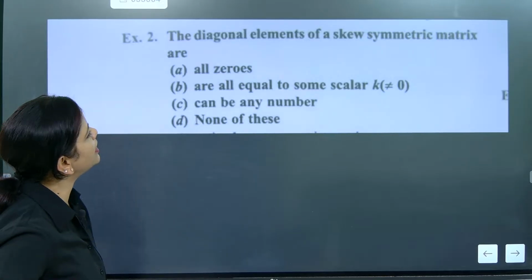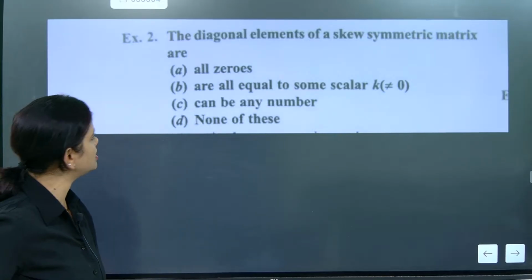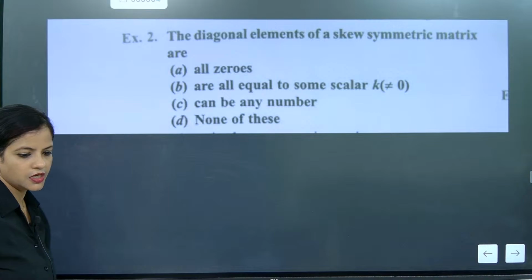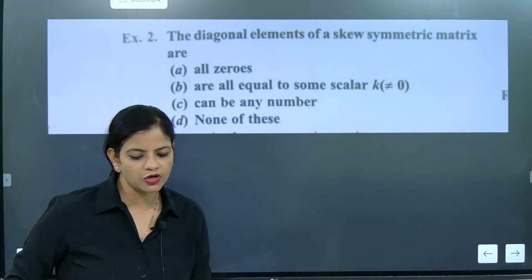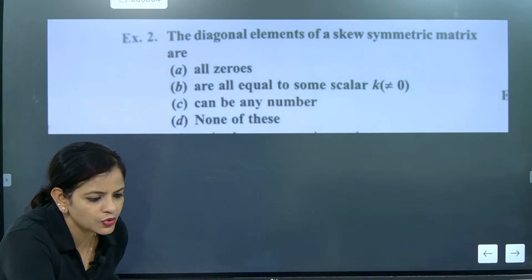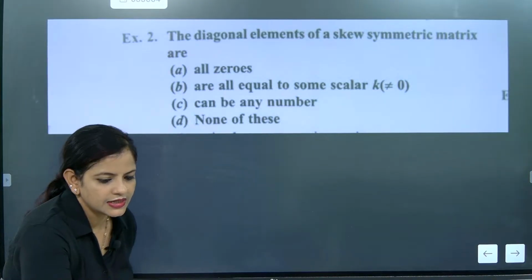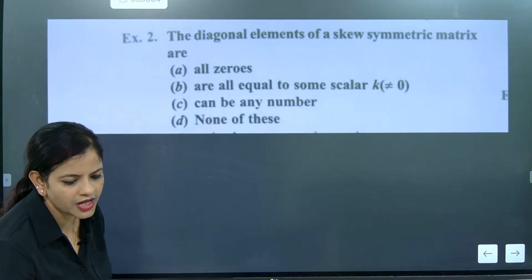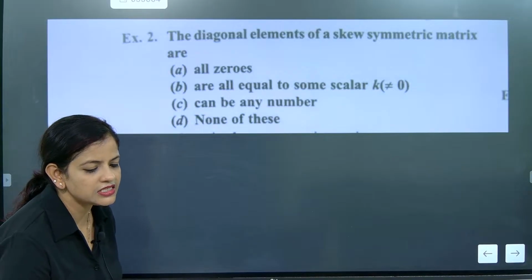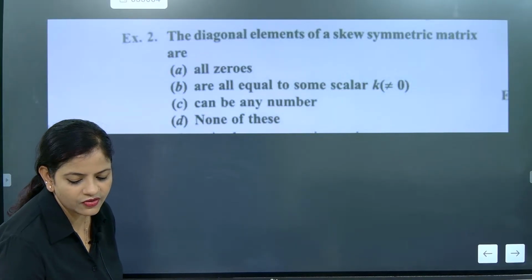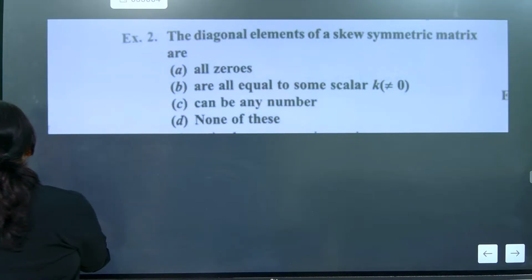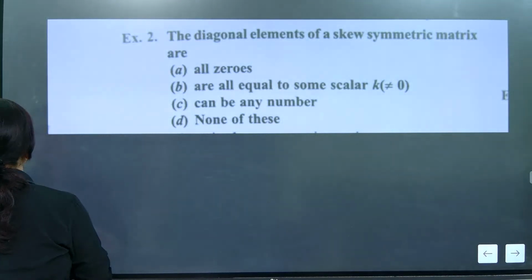The diagonal elements of a skew symmetric matrix are: all zeros, all equal to the same scalar, can be any number, or none of these. Which option is correct? Come on, answer the question. The correct answer is: the diagonal elements of a skew symmetric matrix are all zeros.